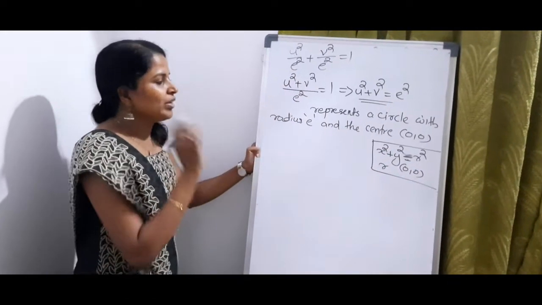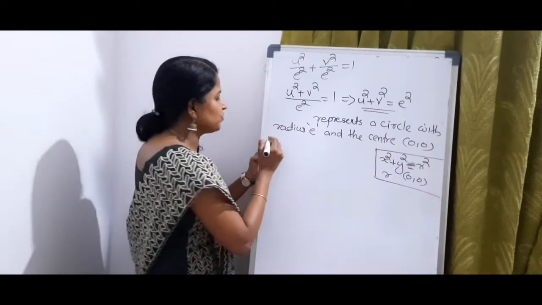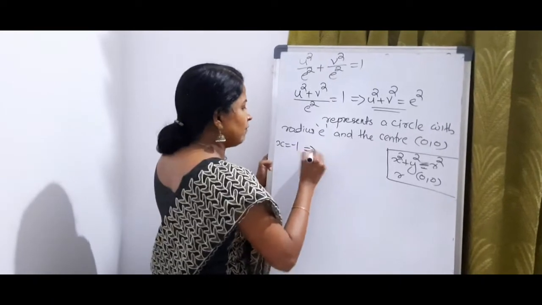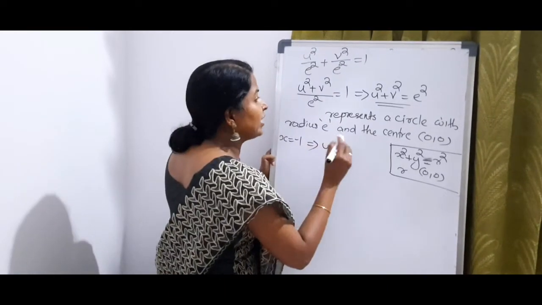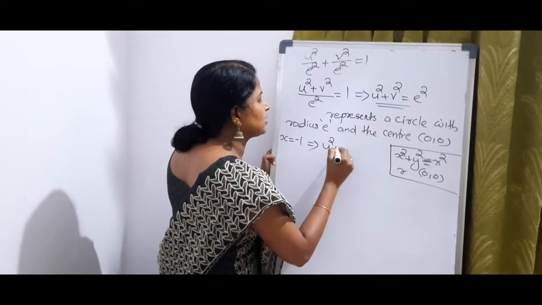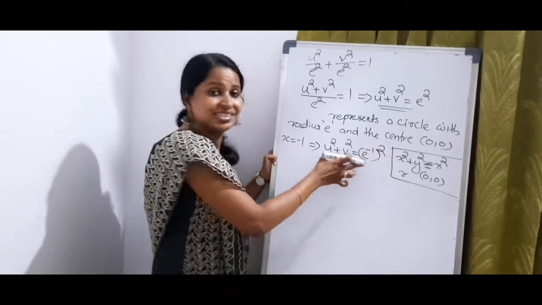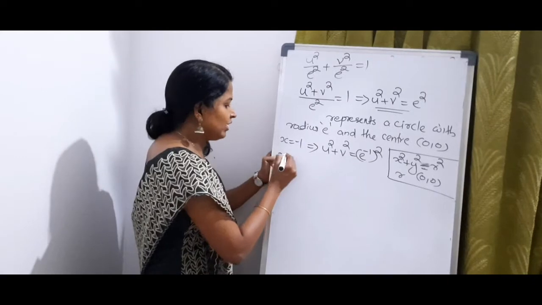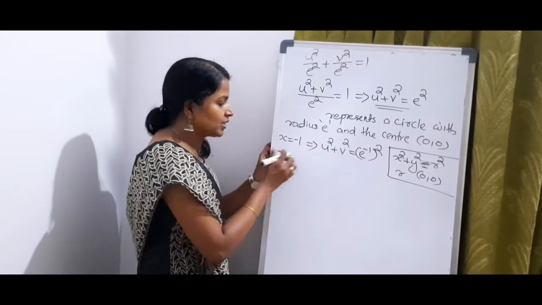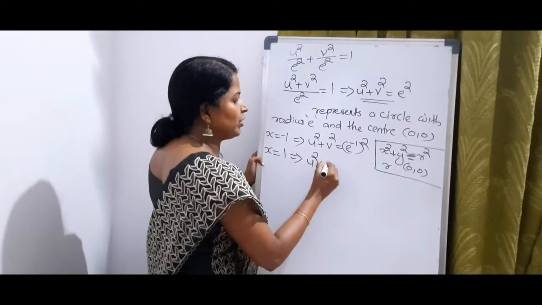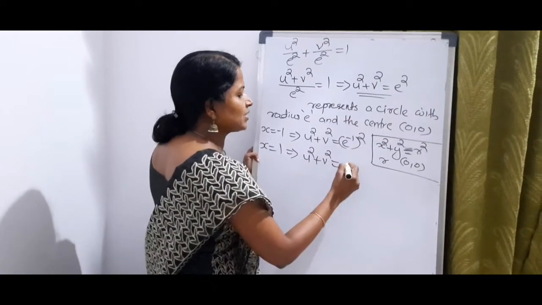Okay. Then first case, listen. In the first case, we take x equal to minus 1. We get a circle with radius e raised to minus 1. u square plus v square equal to e raised to minus 1 square. We get this circle. Again, we take one more value for x equal to 1. We get u square plus v square equal to e square.